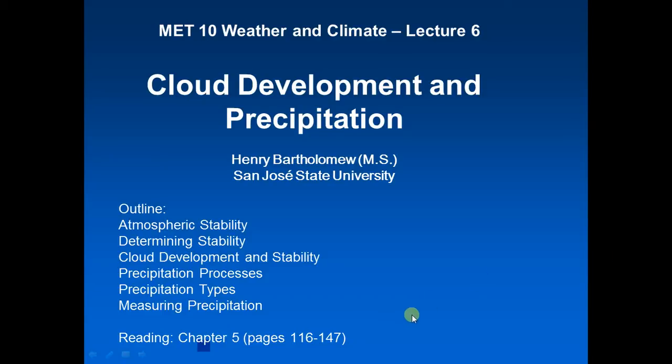The outline for the lecture is atmospheric stability. We'll be talking about what it means for the atmosphere to be stable versus unstable. Turns out, when the atmosphere is stable, upward motion is suppressed. Generally, there's downward motion that inhibits cloud development. When the atmosphere is unstable, there's upward motion, and that can form clouds, especially cumuliform clouds of vertical development. How is stability determined? Okay, we'll talk about that.